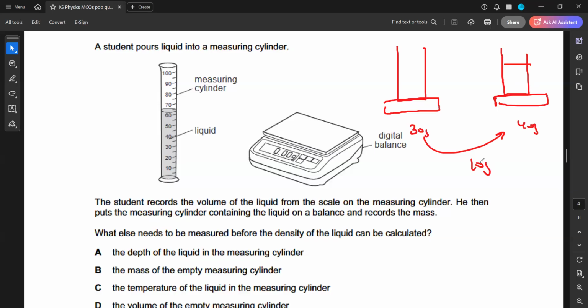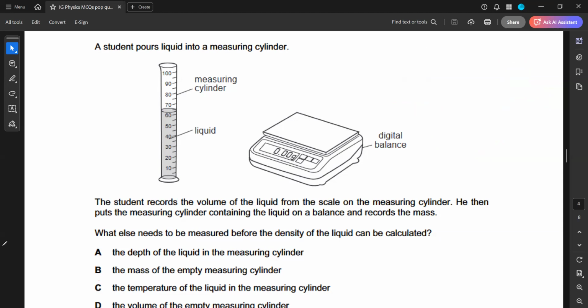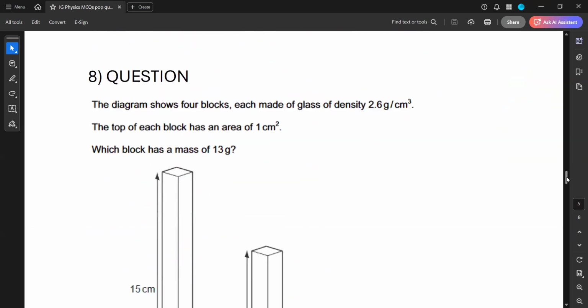So what is missing here? What else do we have to do? We have to measure the mass of the empty measuring cylinder, so we can subtract it from the filled one. So B is the right answer for this. Is it clear? Yes, sir. A liquid must be confined in a container so that you can store it. That's why you need the mass of the container first, then the container and the liquid, and just subtract.